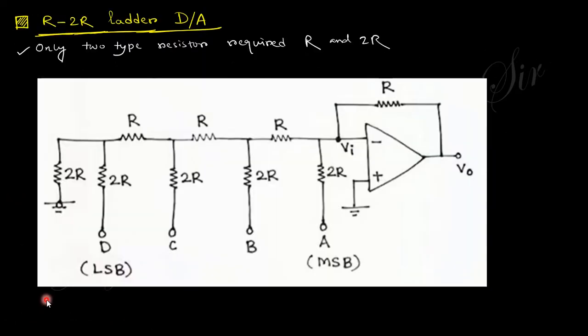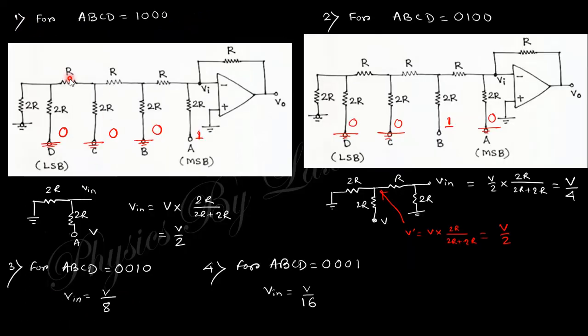And another digital to analog converter is the R-2R ladder system. You can see this is the circuit, that is 2R, 2R, R, 2R, R, 2R, R, 2R, connected with the op amp. This is the most significant bit, this is the least significant. For example, if you take this ABCD like that, so this is 1 and these two are 0, so these 0s mean these are grounded.